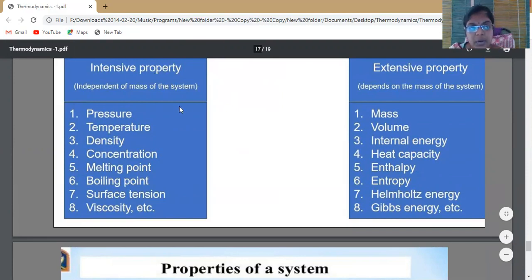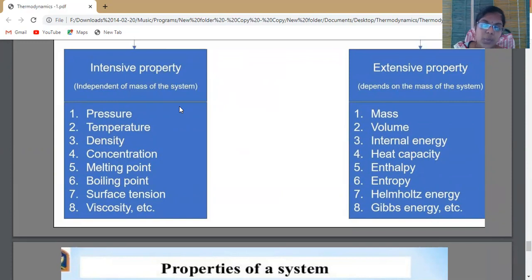An intensive property is independent of the mass: pressure, temperature, density, concentration, melting point, boiling point, surface tension, viscosity, etc. It is independent of the mass of the system. Okay, I will give one example for an intensive property. I have 1,000 liters of water at a temperature of 100 degrees centigrade.